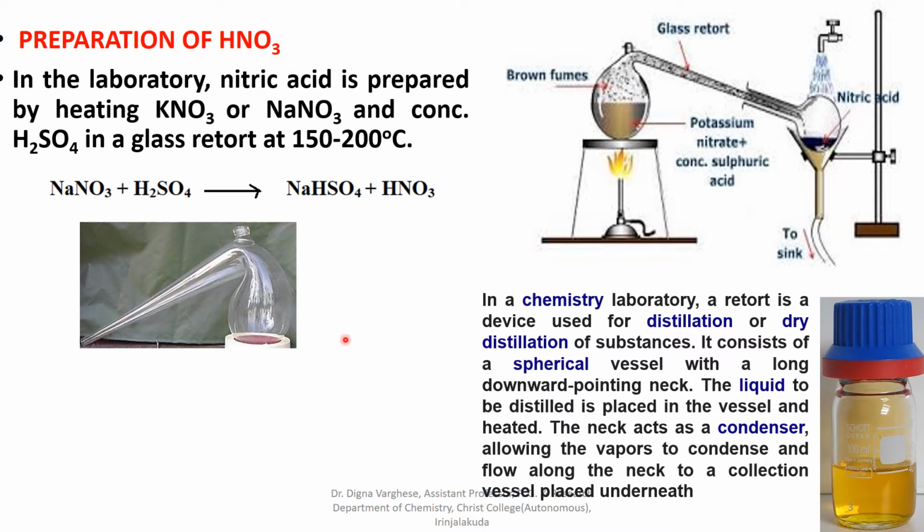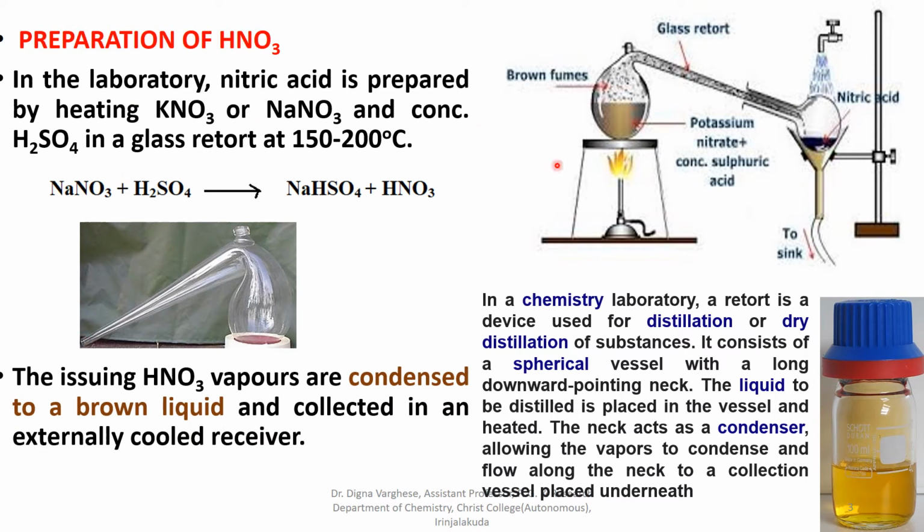The liquid to be distilled is placed in the vessel and heated. The neck acts as a condenser, allowing the vapors to condense and flow along the neck to a collection vessel placed underneath.